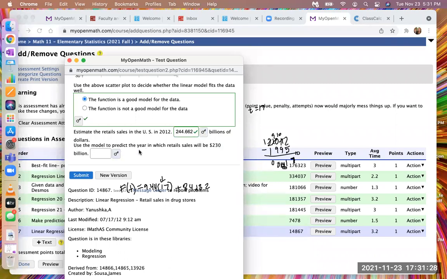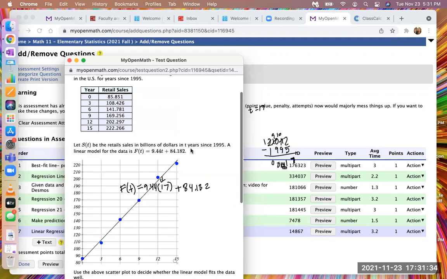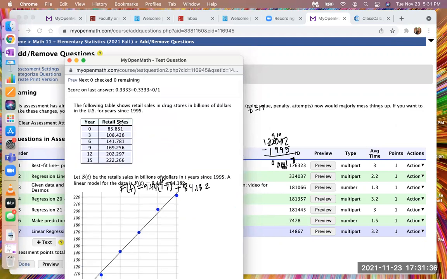Use the model to predict the year. So now they're asking the year in which retail sales will be 230. Well, retail sales, look back up, is the second variable here, and that is the Y variable. So we need to put that number in for the F of T, instead of like we plugged in the 17 for the X and found F of T. Now we're going to plug the given number in for the F of T and find the X.